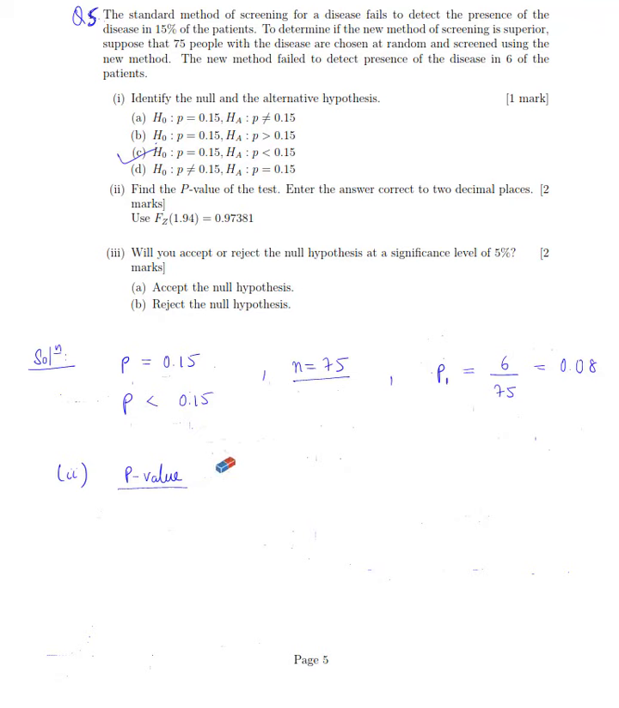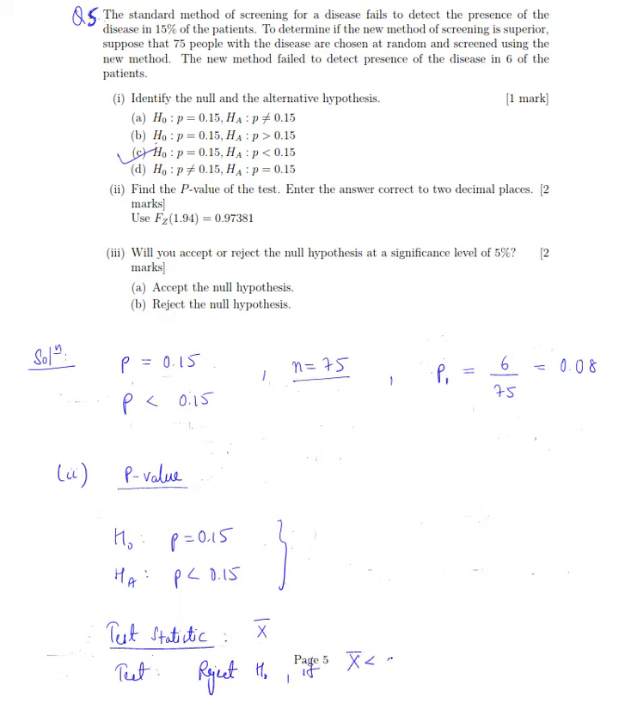Before we find the p-value, let's write our test statistic and test. So H0 is p equals 0.15, HA is p less than 0.15. What is the test? Test statistic: let's take the test statistic to be x bar. The test is going to be reject H0 if x bar is less than C.